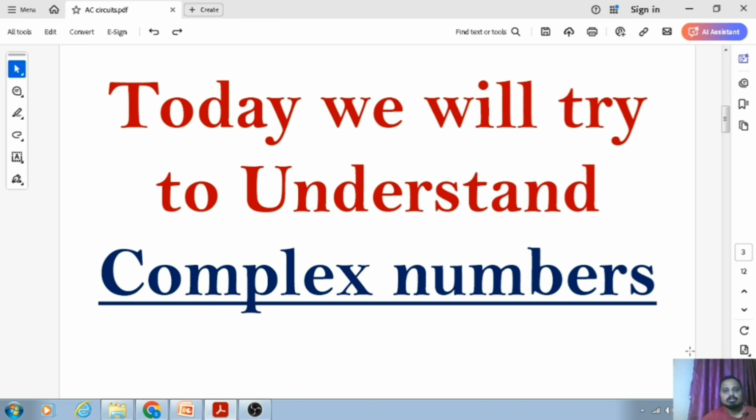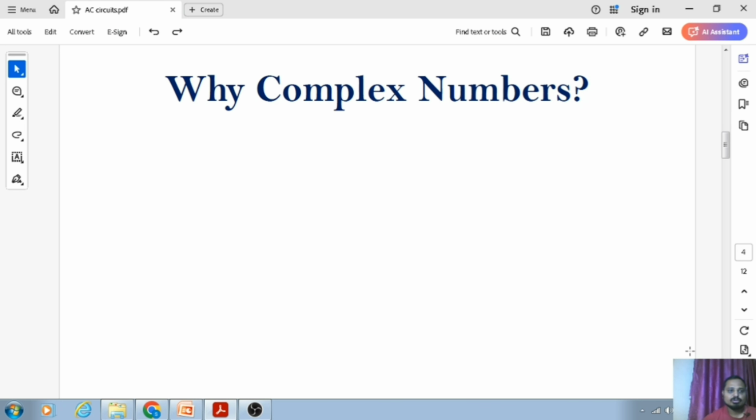Today what we are going to understand is complex number, because to understand the LCR circuit using phasor diagram we need to know what is J operator. For that we should know what is complex numbers. So first we will try to understand what is complex number, then we will proceed further. So let's understand what is complex number.